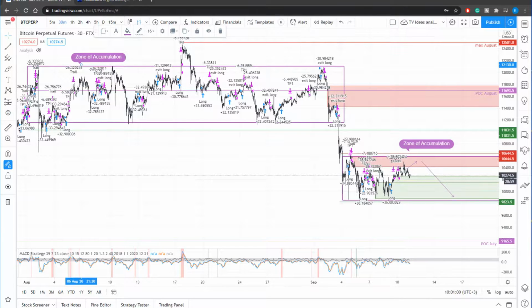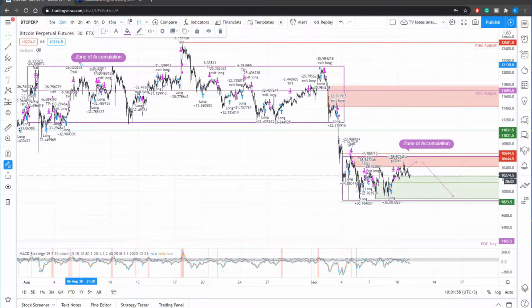So today we're going to talk about the moving average convergence divergence indicator, which is a trend following momentum indicator that shows the relationship between two moving averages of a security's price. In our case, we're going to use Bitcoin Perpetual futures on a 30-minute time frame from FTX exchange.